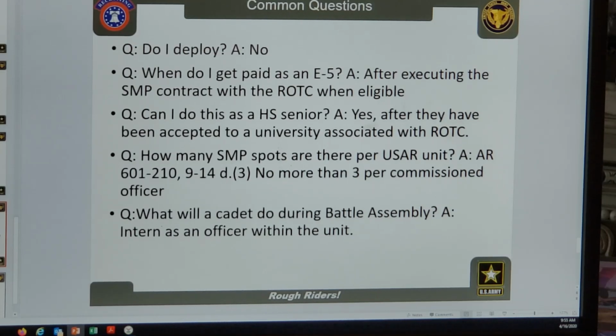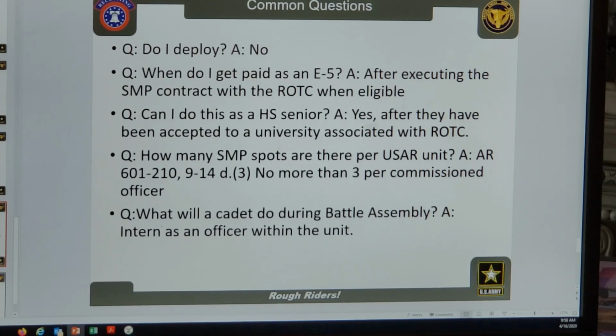What will a cadet do during battle assembly? They intern as an Army officer. And I recommend using that language because that's going to resonate with the parents and the kid. You're going to intern. You're going to learn. It's job shadowing, but that doesn't sound as cool as intern, because that's essentially what they are. And in some cases, they're actually put in command. We had one in my battalion that joined last fall. They didn't have a commander, so they threw him right in there. That cadet's the commander of the unit. It's kind of weird, but it can happen that way. So they have the opportunity.